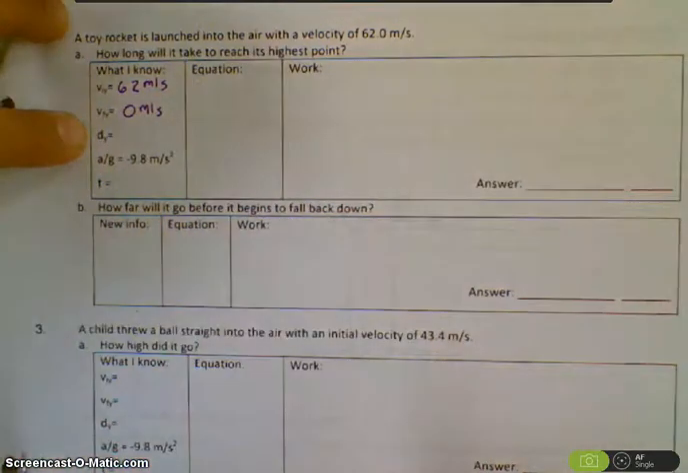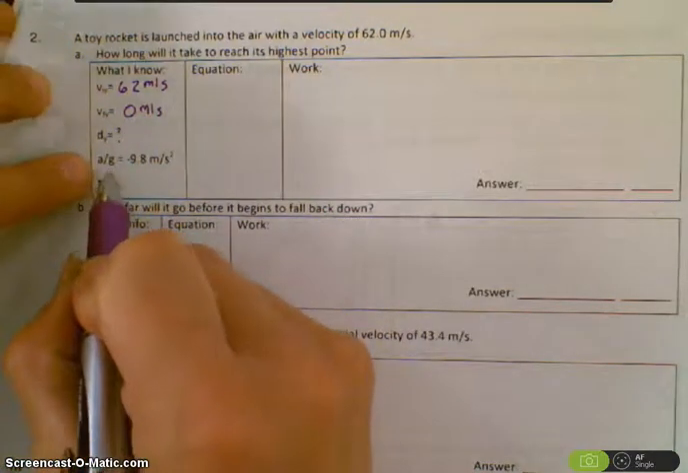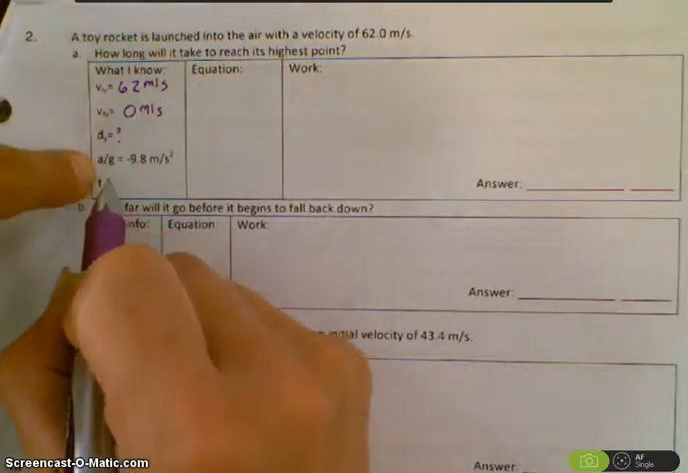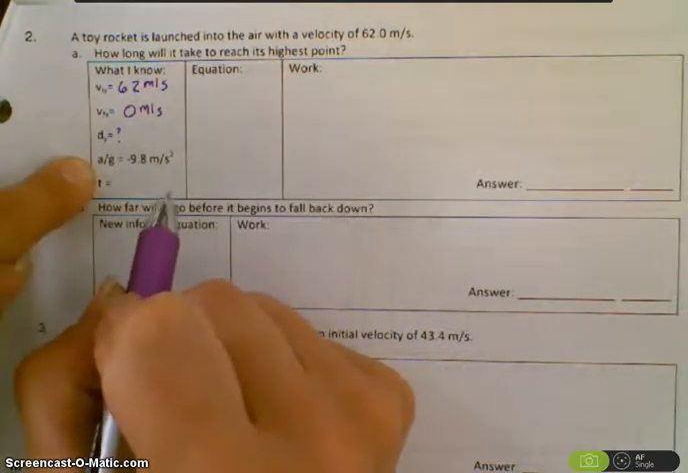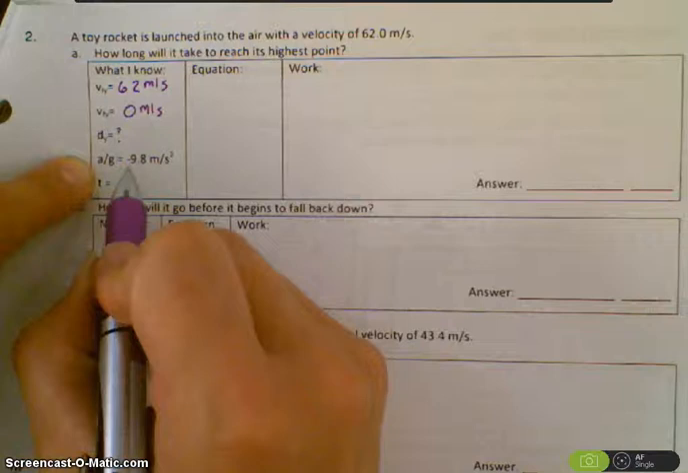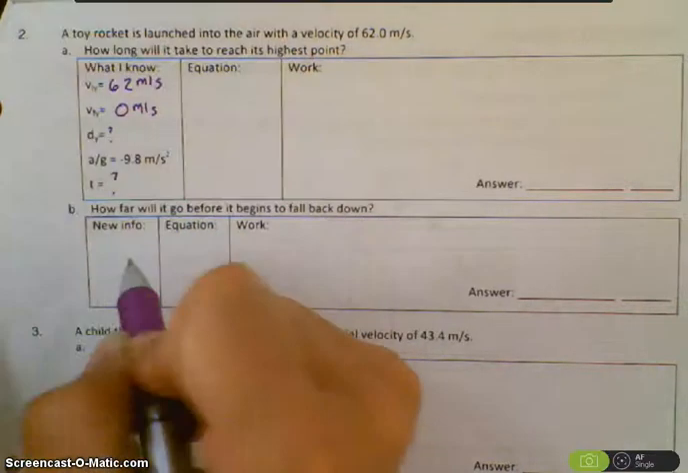From this question so far, we can't tell what the distance is, can we? So I'm going to leave that part. That's going to be an unknown. And we also already know that our acceleration due to gravity is negative 9.8 meters per second squared because we're on the planet Earth. Time is what we are looking for here. How long will it take to reach its highest point?